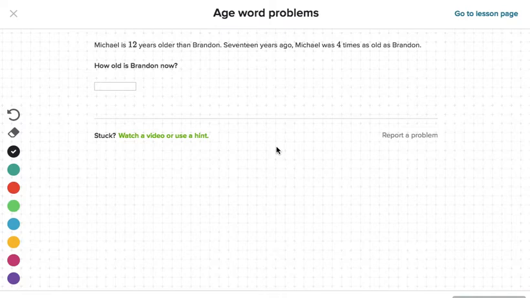Here's a few age word problems involving systems of simultaneous linear equations. In this one here, Michael is 12 years older than Brandon, and 17 years ago, Michael was 4 times as old as Brandon. Now, we've got to watch out with these. There's two different equations going on. Each sentence is essentially an equation. Here's one equation right here. Okay, and the second equation is right here.